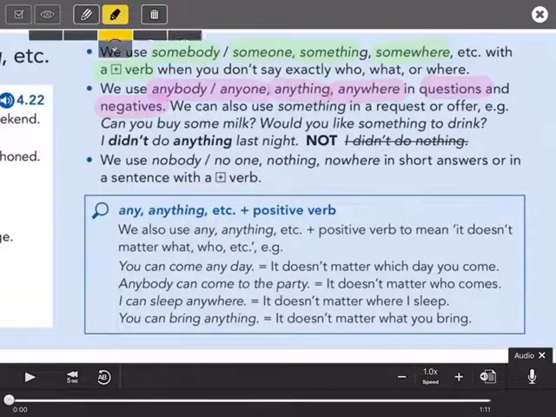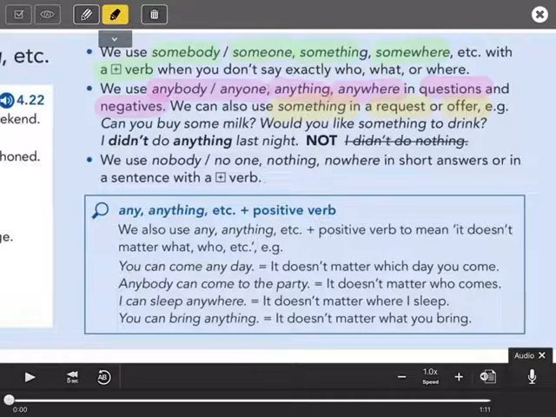Now, this is important, no? We can use something in a request or an offer. For example, let's look at a request or an offer. Can you buy some milk? What is that? A request, no? Te pido algo, ¿no? Oye, ¿puedes comprar algo de leche? Would you like something to drink? ¿Te gustaría tomar algo, ¿no? Te ofrezco algo, ¿no?